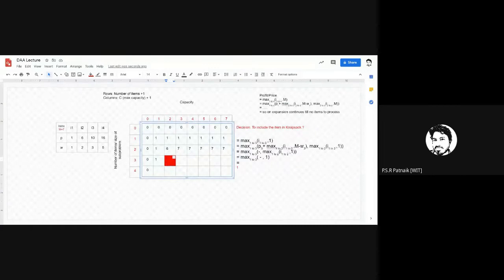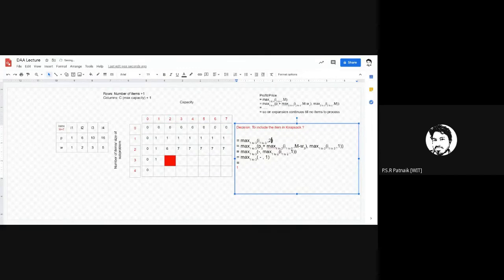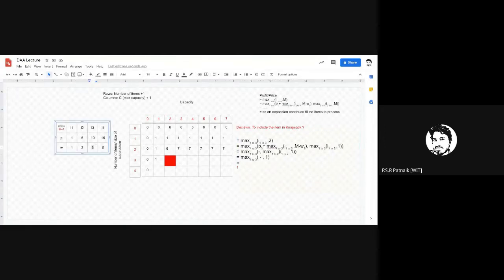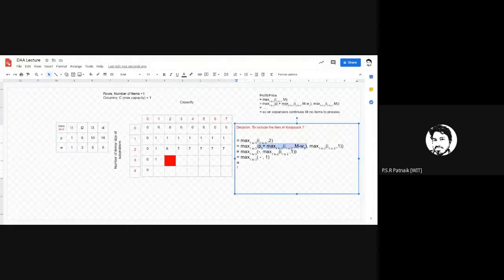This is the highlighted cell. If I want to solve the highlighted cell, what is the sack capacity? It becomes 2. And can you still include? You cannot include because this is 3, 2. You cannot include. So this is not at all a possibility.